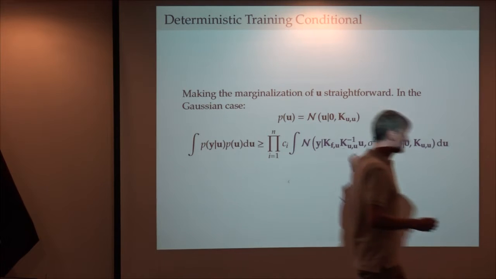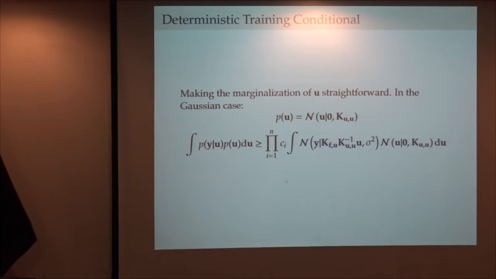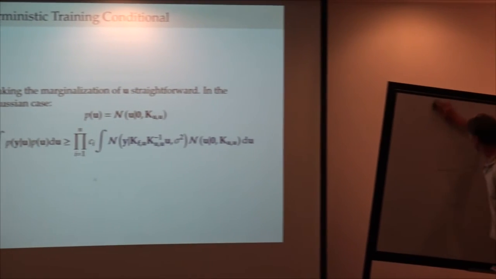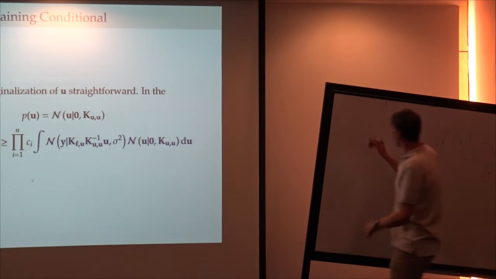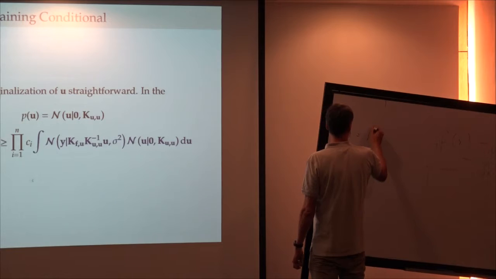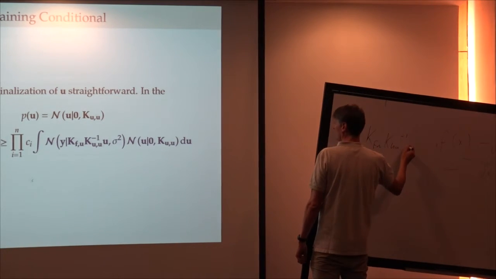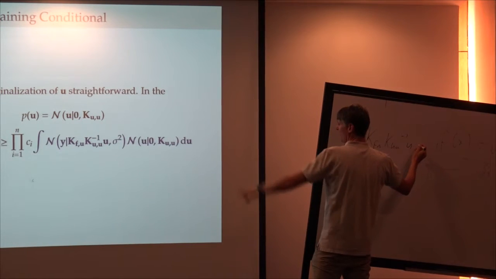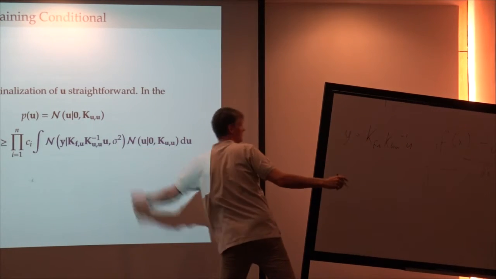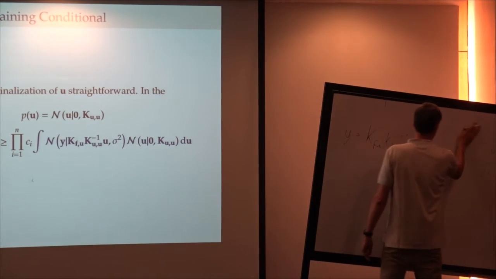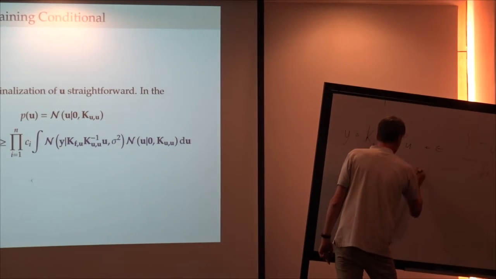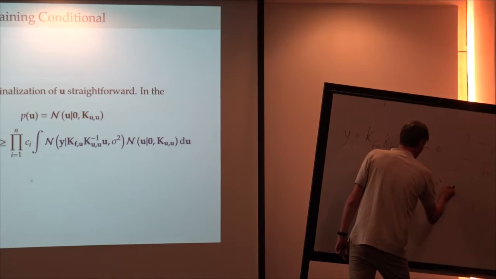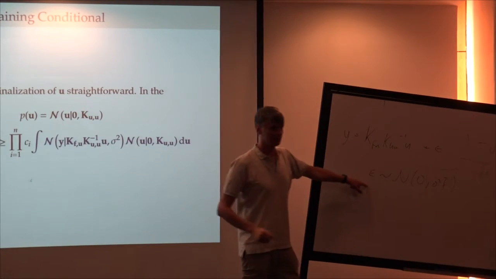So what this model says is, well, it's not the model, it's the lower bound on the model. But if you look at it, it looks like a model that is saying that y is equal to K_fu K_uu^{-1} u, plus epsilon, where epsilon is drawn from a Gaussian which is zero mean and spherical variance, sigma squared.